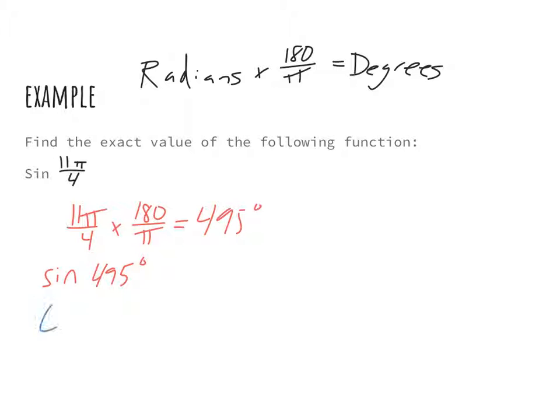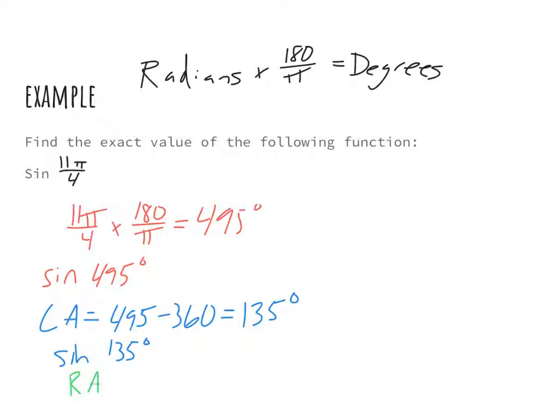Once again, I need to find my coterminal angle. Since it's 495, that's bigger than 360, so I need to subtract 360 to find my coterminal angle, and that's going to get me 135 degrees. If I can find the sine of 135, I can find the sine of 495. From there, I find my reference angle. 135 sits in quadrant 2 again, so I'm going to subtract it from 180 and get 45. So my reference is the sine of 45 degrees. Sine of 45 degrees is the square root of 2 over 2 from my table.